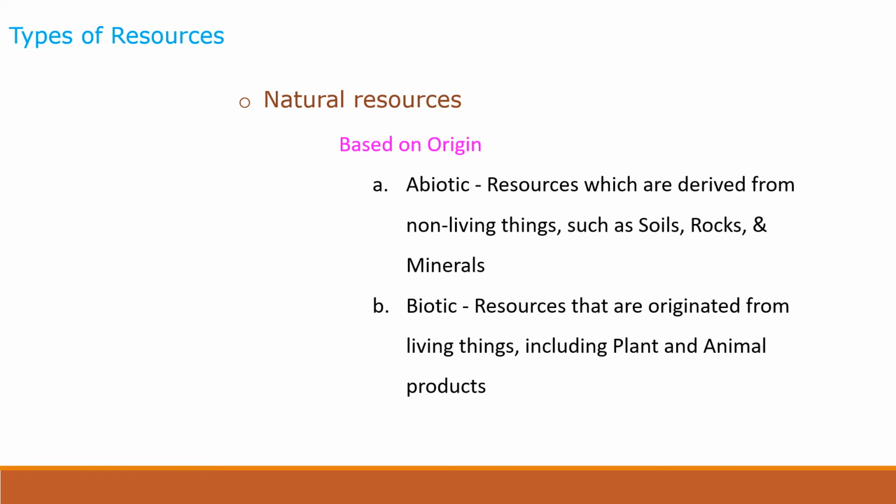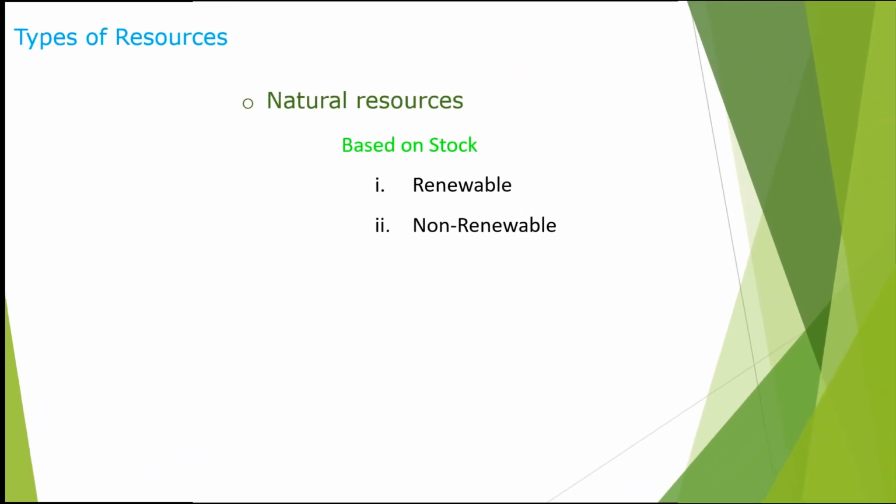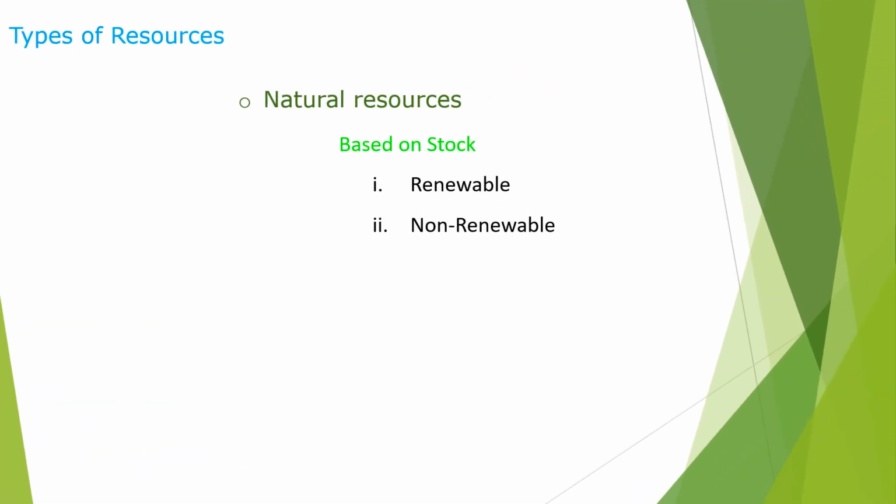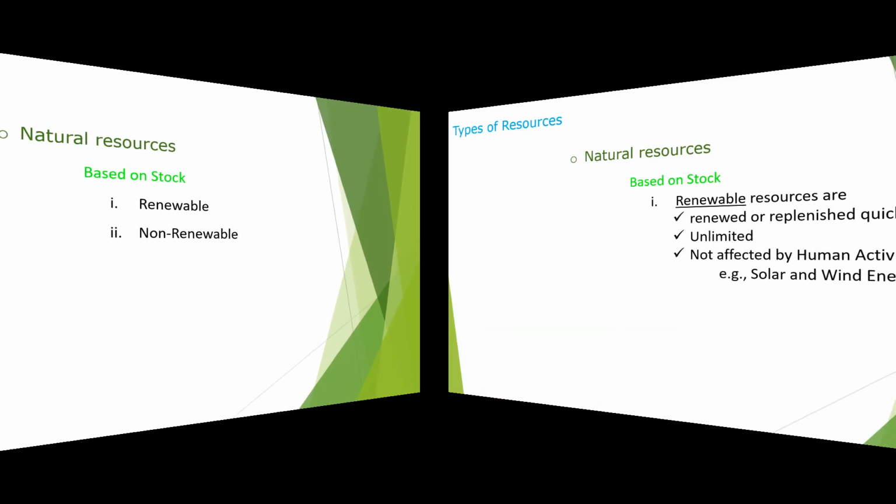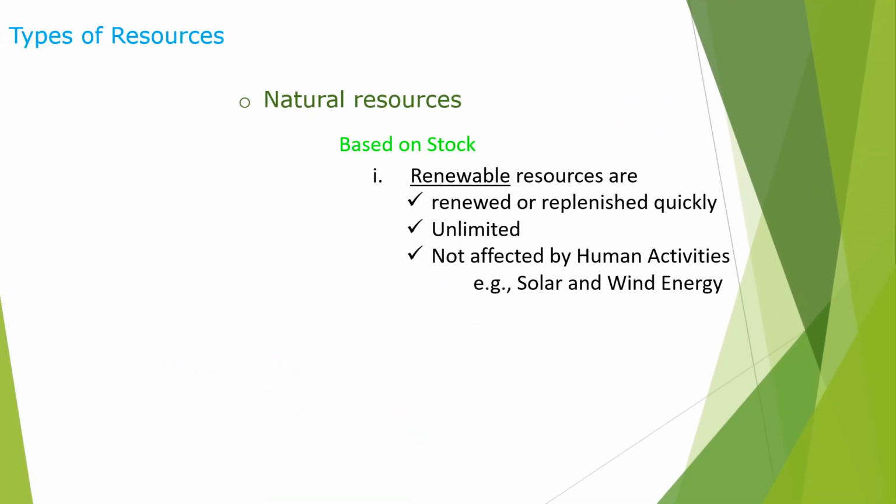And next is the other very important classification of natural resources, which is based on the stock. Stock means based on the availability of the resource. So here it is divided into renewable and non-renewable resource. So what are those? These are the very important topics. So based on the stock, the natural resource has been divided into renewable and non-renewable.